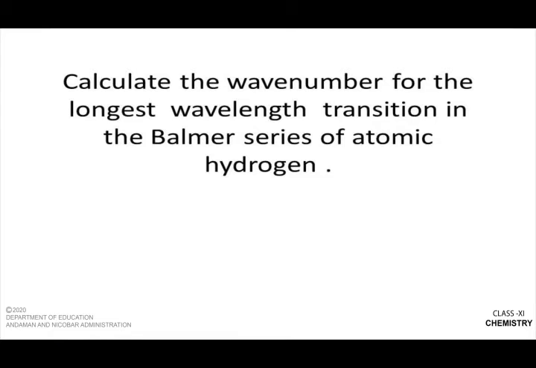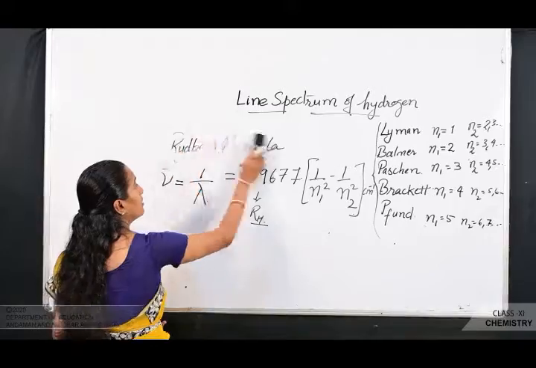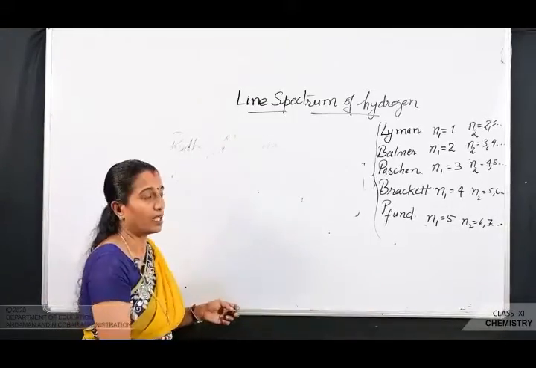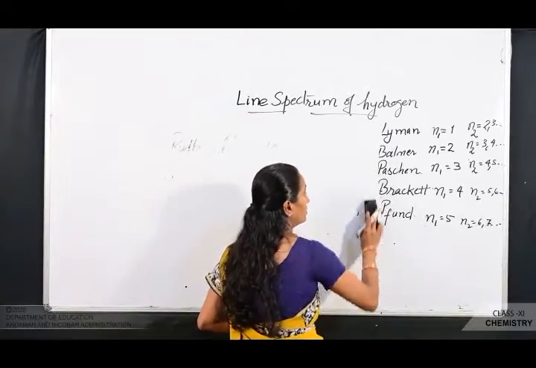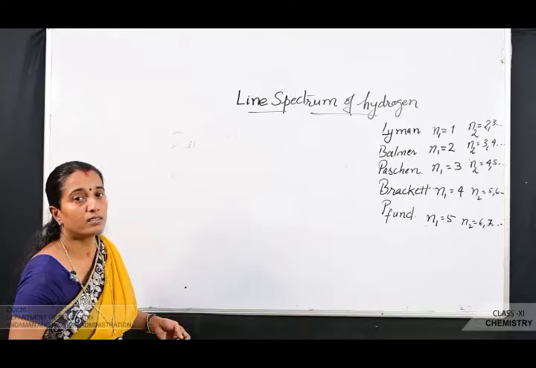Okay. Now, see that question. The question is, calculate the wave number for the longest wavelength transition in the Balmer series of atomic hydrogen. So, here what is given to you? The series given is the Balmer series, and you are asked to find out the wave number.